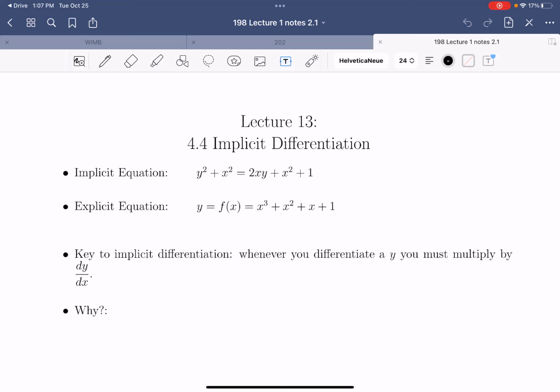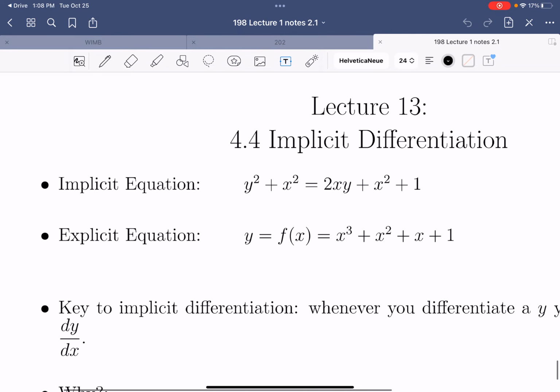All, this is lecture 13 on 4.4 called implicit differentiation. There are multiple things that are a consequence of the chain rule, and one of those things is implicit differentiation. First, let's talk about the difference between an implicit function and an explicit function.